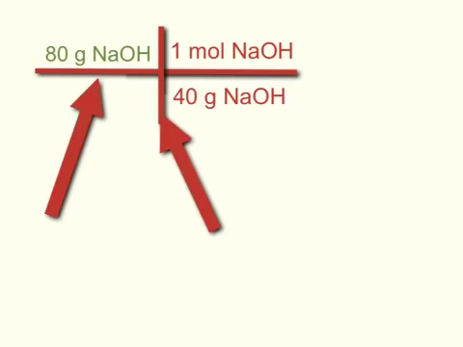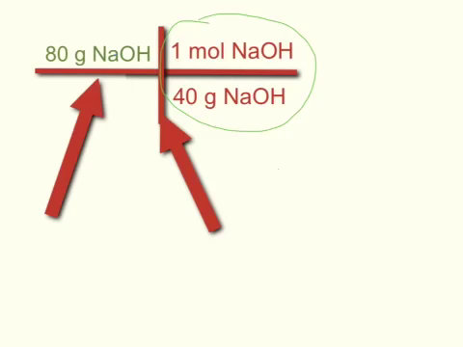We're also using a conversion factor. The conversion factor is, of course, 1 mole of sodium hydroxide over 40 grams of sodium hydroxide. Please note that since 1 mole of sodium hydroxide is the same thing as 40 grams of sodium hydroxide, this is like multiplying by 1, which does absolutely nothing except change grams to moles.